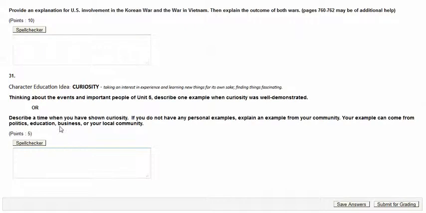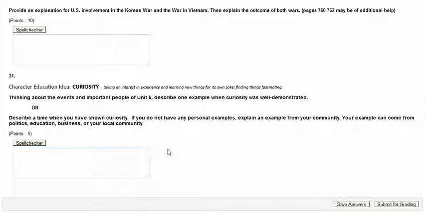Question 31 is your character education idea. Our character education trait for Unit 5 was curiosity. Curiosity is taking interest in experience and learning new things for its own sake, finding things fascinating. Thinking about the events and important people in Unit 5, describe one example when curiosity was well demonstrated, or describe a time when you have shown curiosity. If you do not have any personal examples, explain an example from your community. Your example can come from politics, education, business, or your local community.